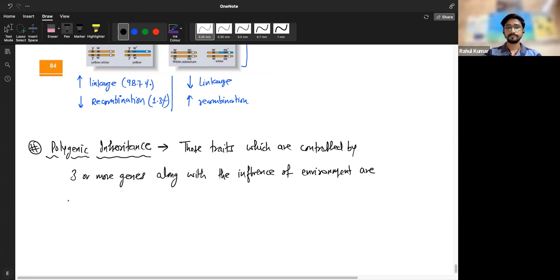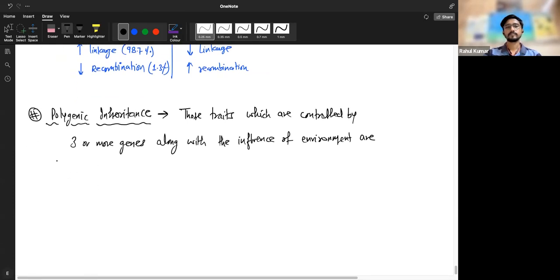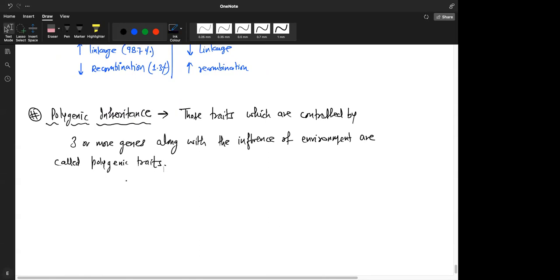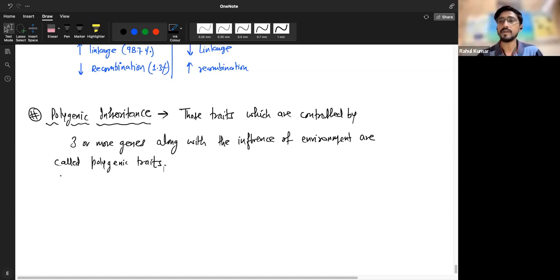Are called polygenic traits. Is it clear? Yes. Till now, we have studied that Mendel talked about that one gene controls one trait.